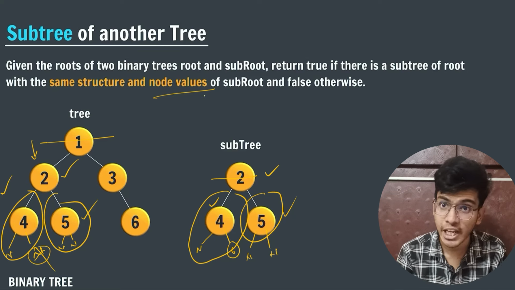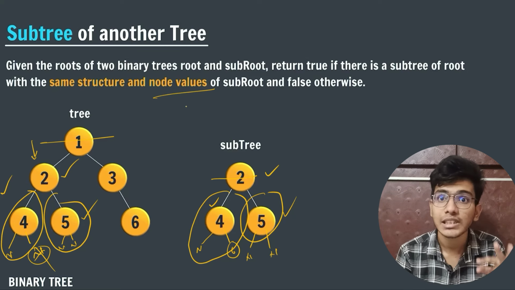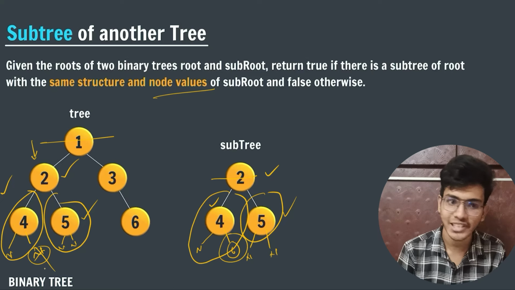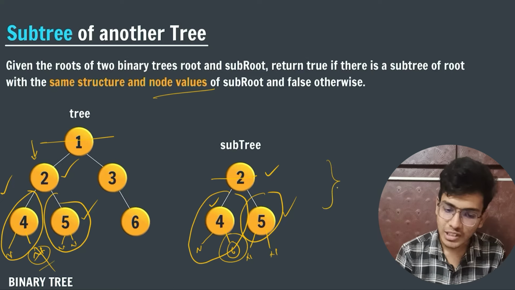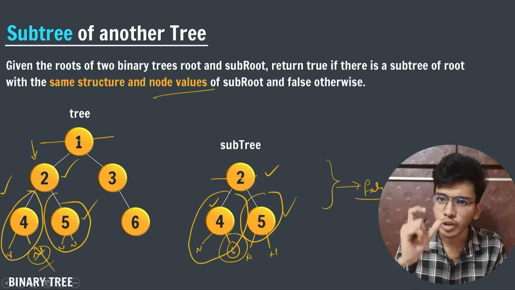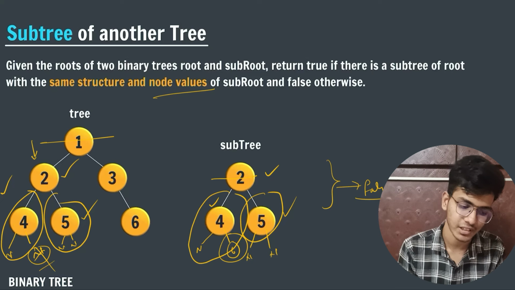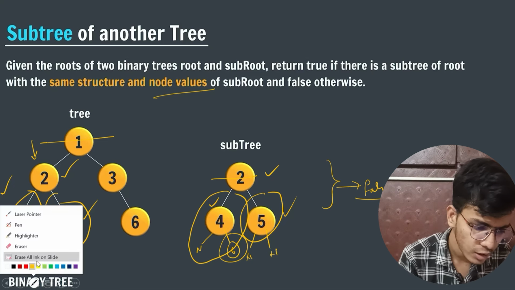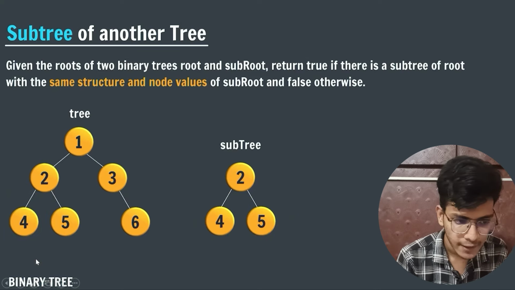The values are same, but the only difference is I am getting a structural difference here. Here you can see that I am getting 6 and there is no 6 here. So this variation will also return me false. So I hope you have understood the structural difference. Now from this tree alone, let me erase the ink again.